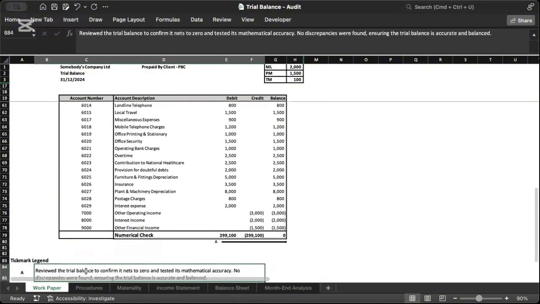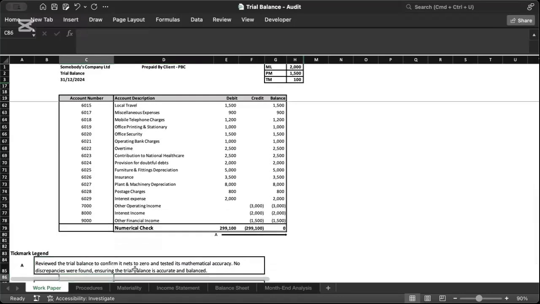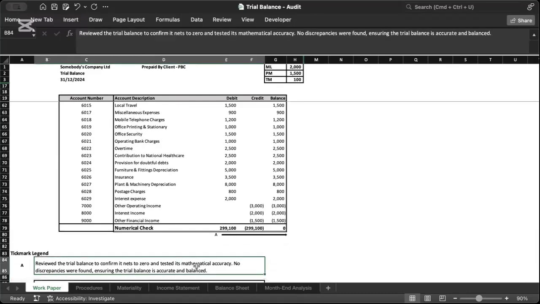So if I go here on my tick mark legend, I can say I reviewed the trial balance to confirm it nets to zero and tested its mathematical accuracy. No discrepancies were found, ensuring the trial balance is accurate and balanced.